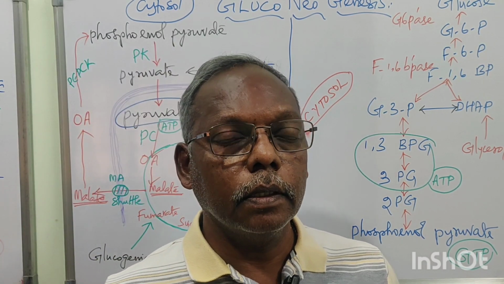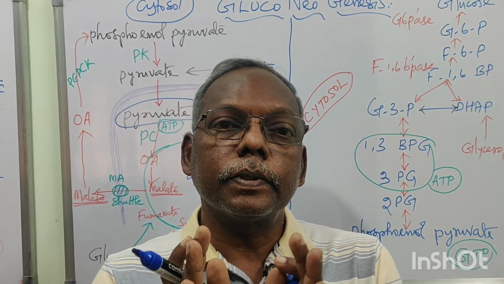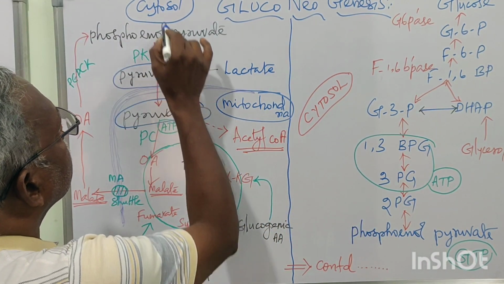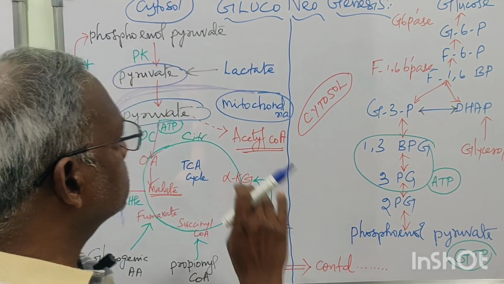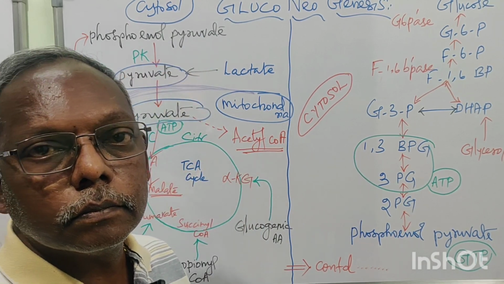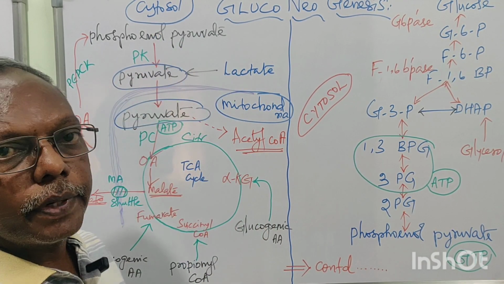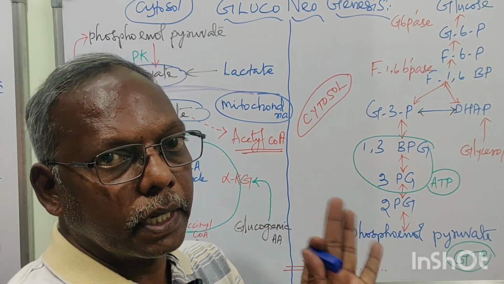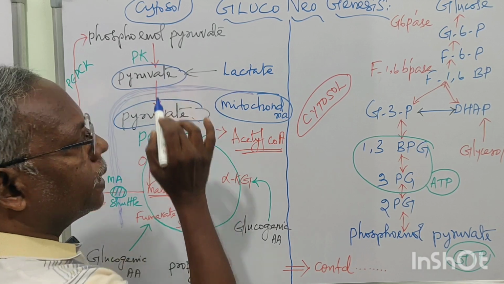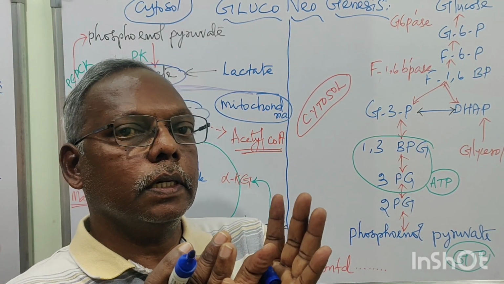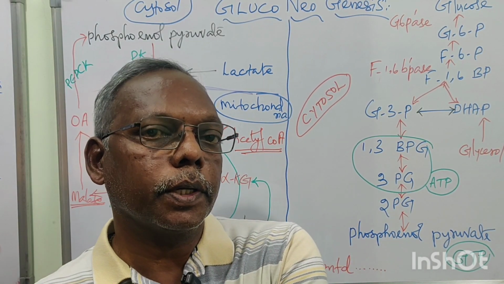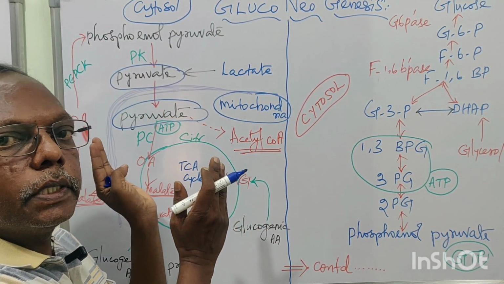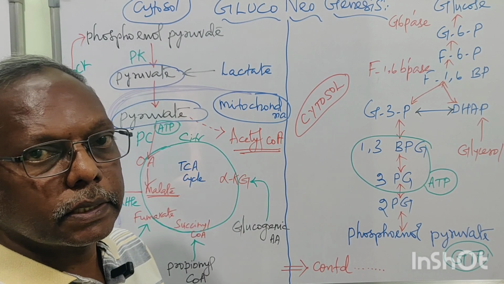pyruvate. Right? We know the pyruvate is synthesized in the cytosol in glycolysis, that is before the mitochondria, from phosphoenol pyruvate. Here the enzyme is pyruvate kinase, right? This is from glycolysis. Now the point is, from the cytosol, the pyruvate is transported into the mitochondria. You got it? Now the pyruvate is available in mitochondria for the further reactions.